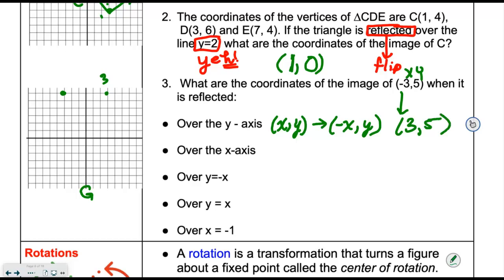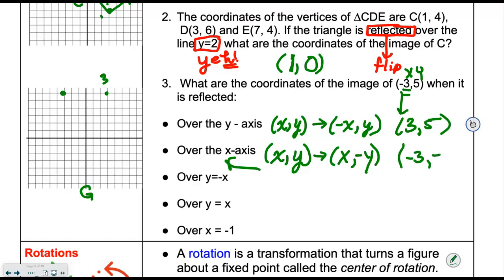I'm just going to use our rules. Over the x-axis, our rule said that the x stays the same and the y goes opposite. So I don't need to go over to the grid to plot. I'm just going to say, well, the x stays the same at a -3 and the y goes opposite.